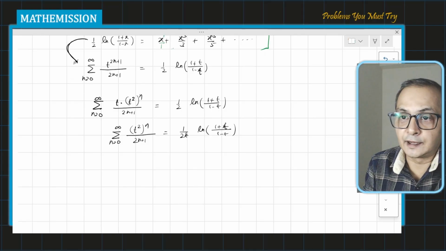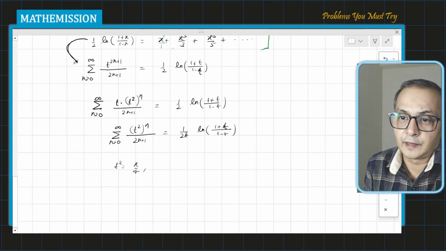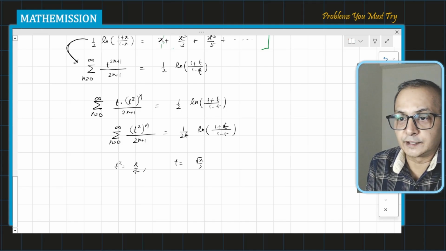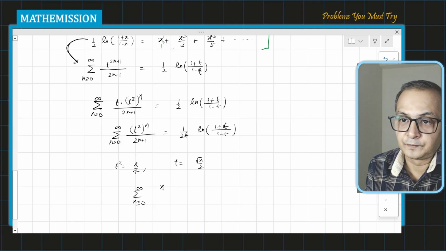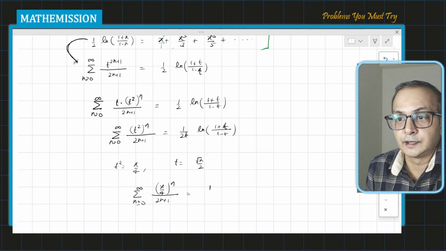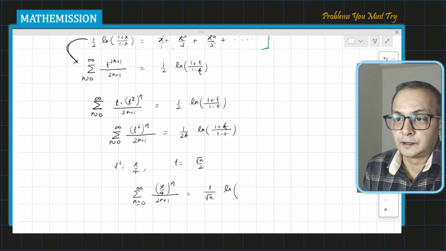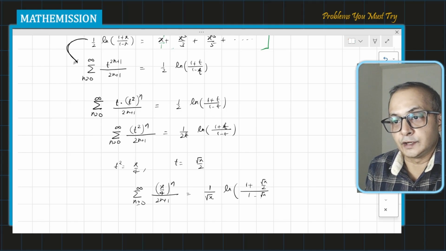It means I can assume now t square is equal to x by 4, and so I have t equal to root x by 2. So if we substitute there, that will give you, on the left hand side, the sum over n from 0 to infinity of (x by 4) to the power n divided by 2n plus 1, and here what we get is 1 by root x, because 2 and 2 will get cancelled, and here log of 1 plus t, where t is root x by 2, and again here 1 minus root x by 2.